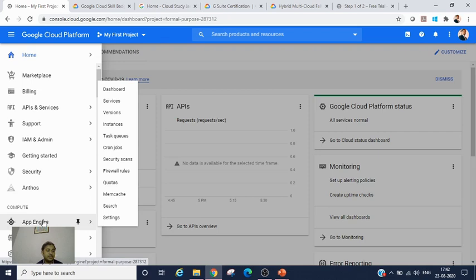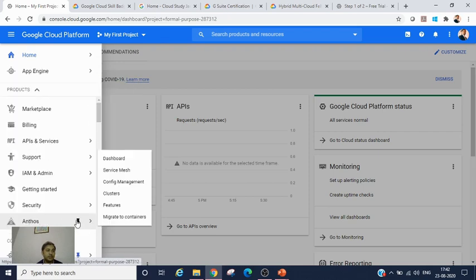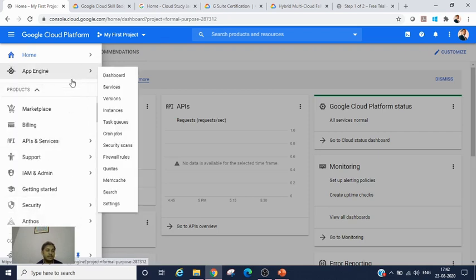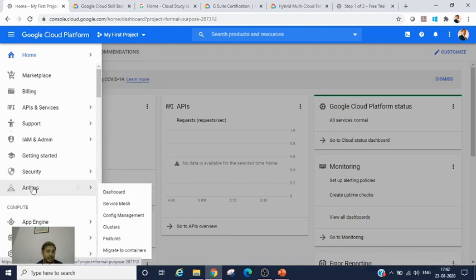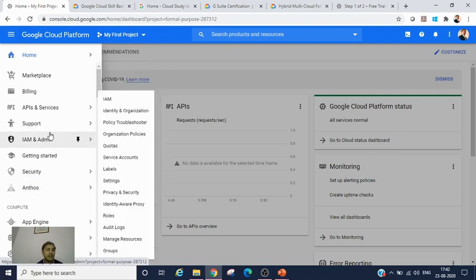How we can make something pinned so that it will come to the top, so that we can see it. How we can unpin, how it goes down. Anthos, we mentioned about the multi-cloud platform, right? And security, IAM and admin. Stay tuned for my next episode.